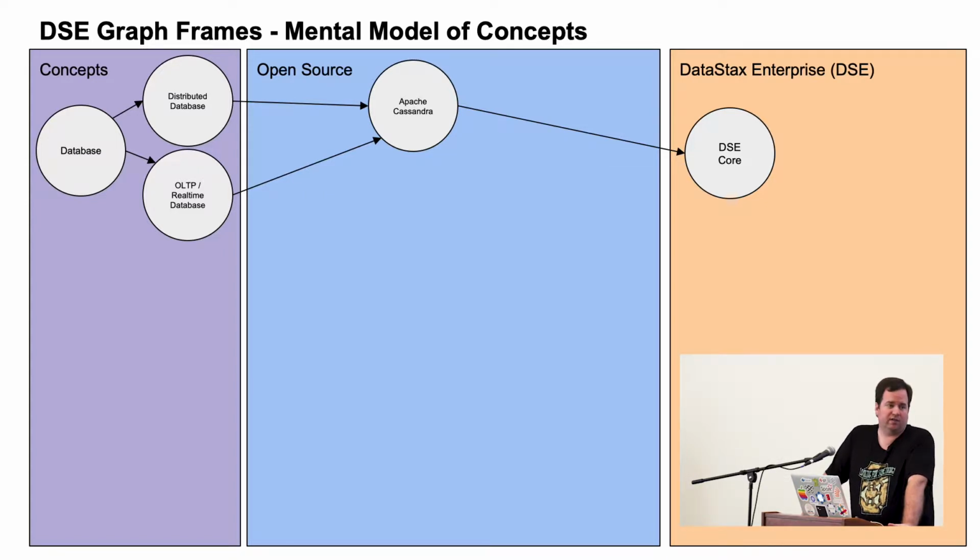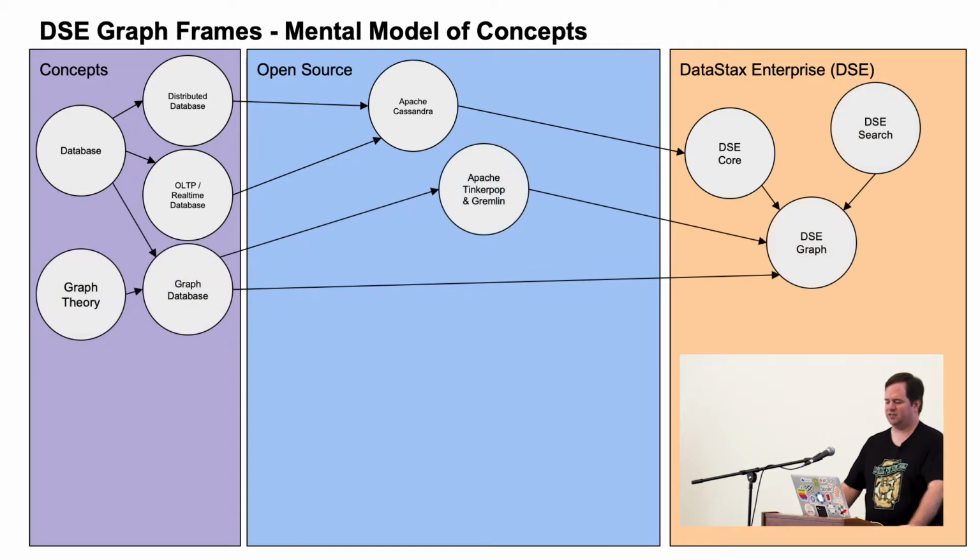DSE Graph is a component within the DataStax Enterprise stack, and the data layer, how the data is stored, is in Apache Cassandra. So that's a distributed database, and so that's kind of the foundational piece.